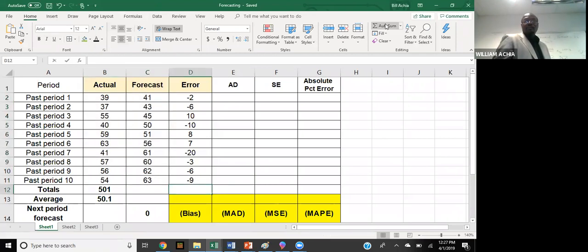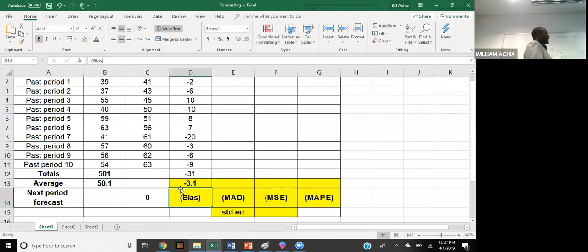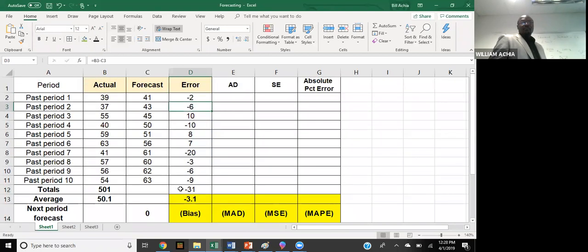If I would sum this up, I get -31. Okay. And then I divide that -31 by the total number of time periods that we have here. Okay. And that will be -31 divided by 10, because we have 10 time periods. And I get a number of -3.1. What that number tells me is that if I was to look at this data, our forecast is usually, on average, mostly higher than the actual demand that's experienced.